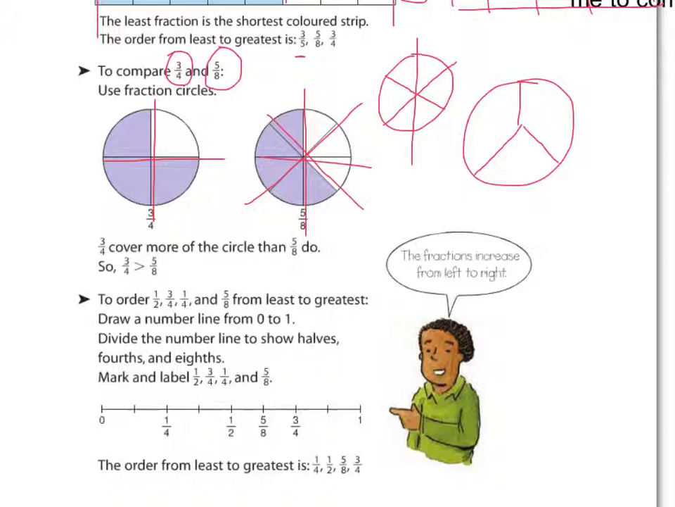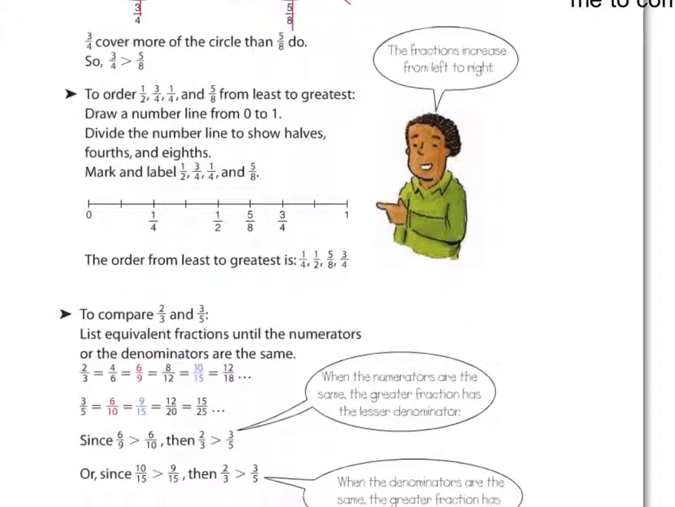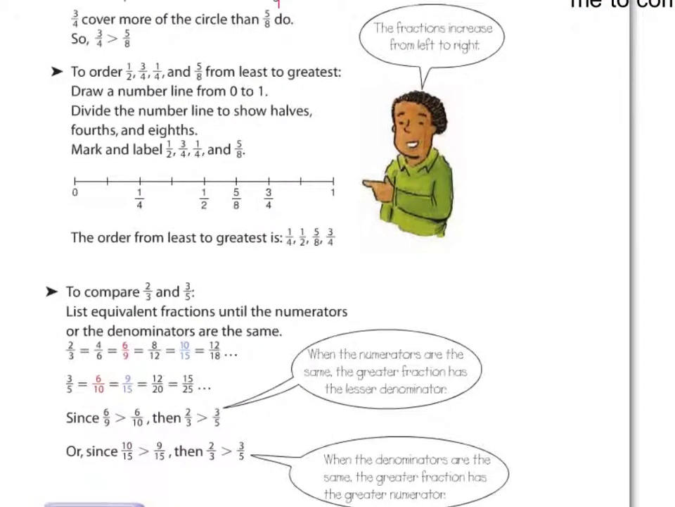The last one, no, not the last one. The second last one is number lines. And with number lines, sometimes a benchmark is helpful. And a benchmark is, okay, so is this closer to 0? Is this closer to half? Or is this closer to 1 is part of what we generally consider when we're comparing them on a number line.